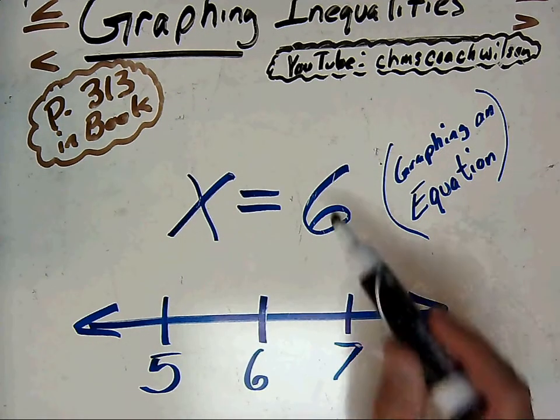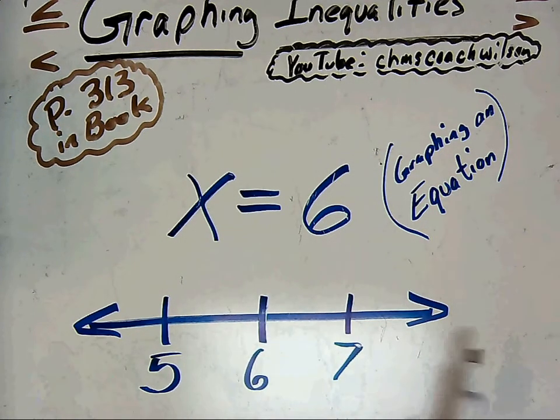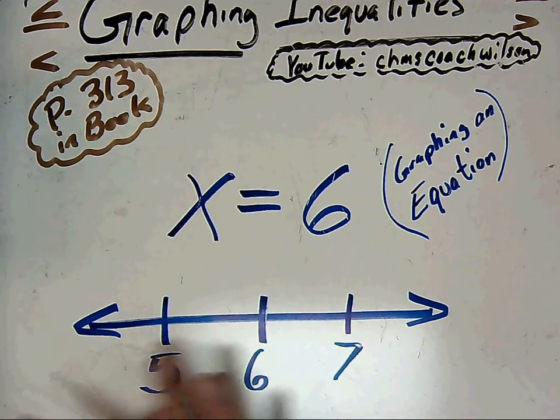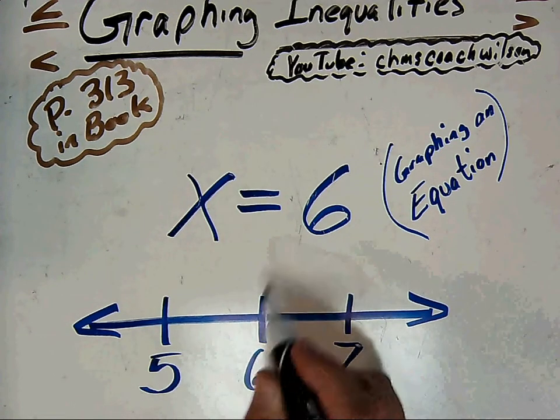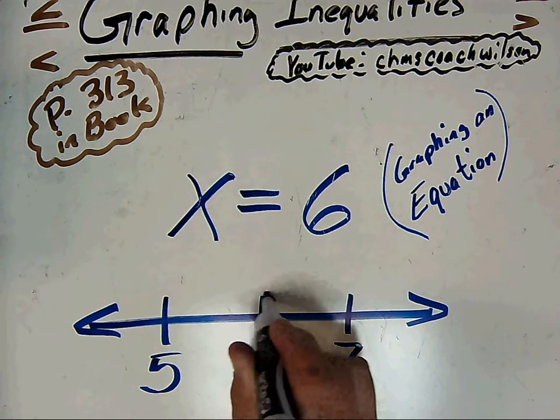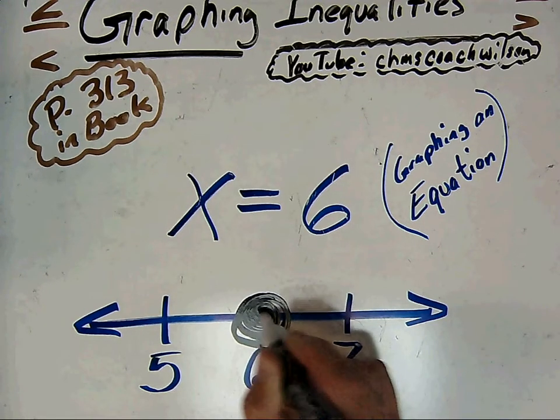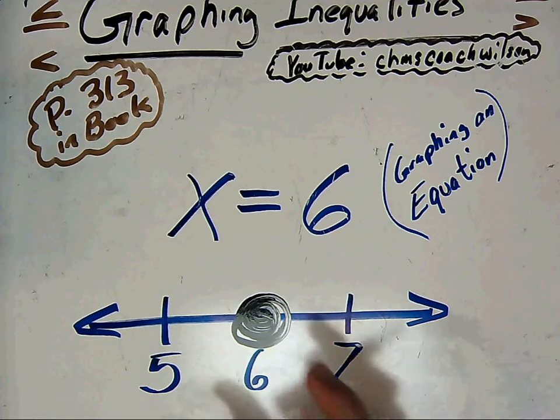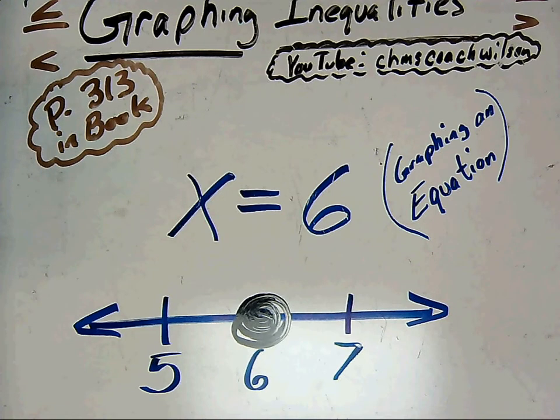That number is 6. So if you have a number line and I wanted to shade all the places where x could be, this is what it would look like if I said let's graph this equation. And that'd be it. A big closed dot right there on the 6. So that's why we didn't graph equations, because it's just a big dot.